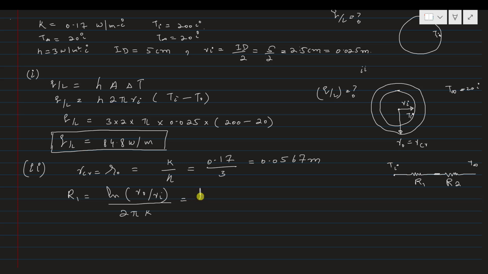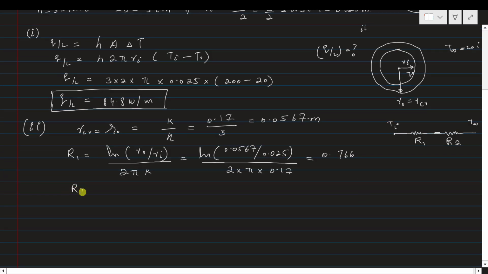Now what is R0? That is 0.0567, divided by Ri, which is 0.025, and divided by 2 pi times K, which is 0.17. After solving, you get the value for R1, which is 0.766.